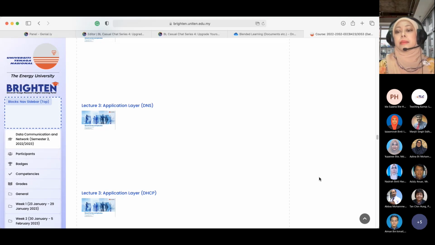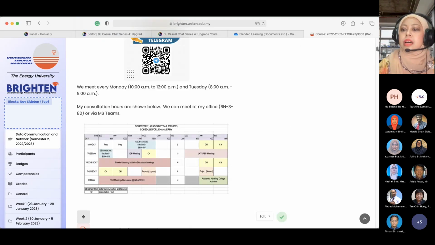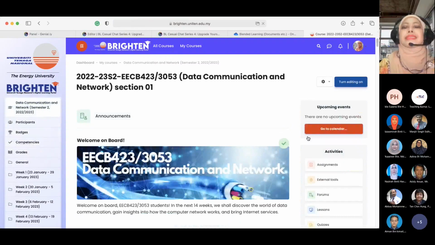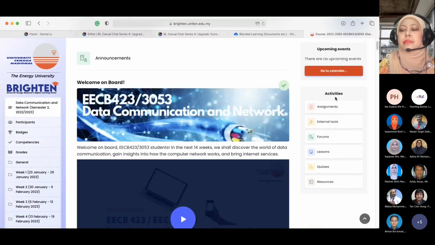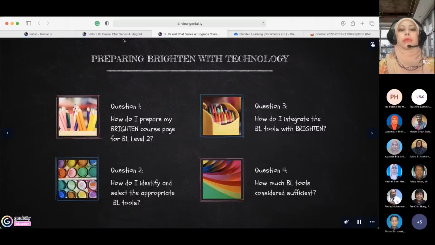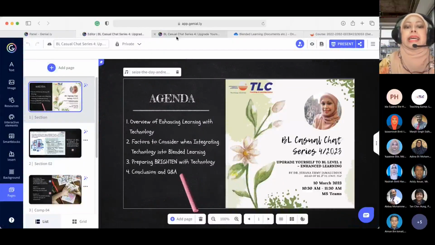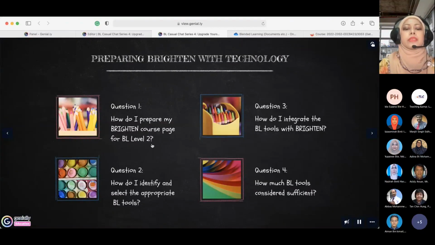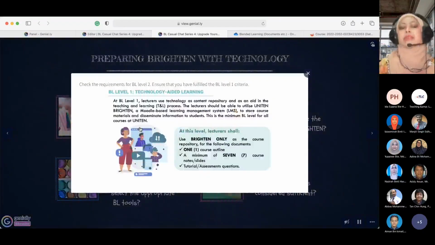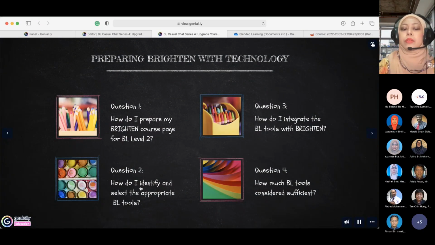That is regarding the materials, right? So let's get back to this. Let me just turn this off. I'm not simply using only these activities. I also import other activities into the course page. So that's how you make it interesting, right? So where was I? I was here. And how do I prepare my Brighton course page? Of course, remember, you have already fulfilled level 1.